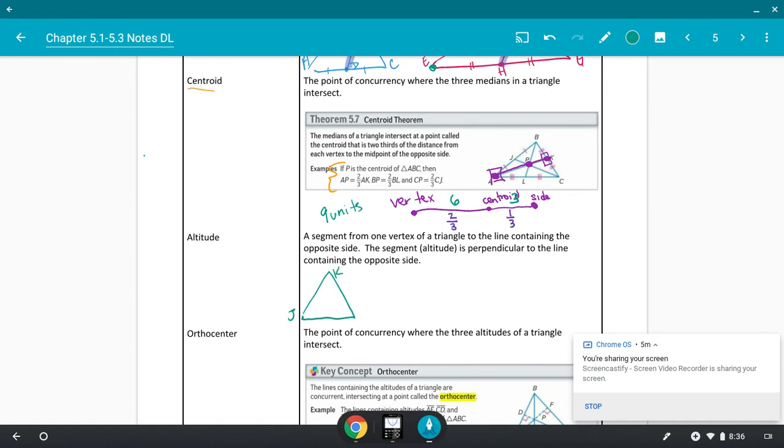So if we call that JKLM, then KM would be one of our altitudes.